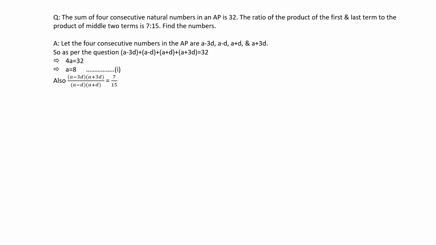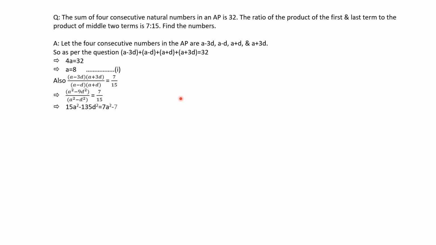Also, it is given that a minus 3d whole into a plus 3d whole divided by a minus d whole into a plus d equals 7/15, because it is the ratio of the product of the first and last term, where the first is a minus 3d and the last is a plus 3d, to the product of the middle two terms, which are a minus d and a plus d. So the equation goes like this. On doing the product, it is a square minus 9d square whole divided by a square minus d square equals 7/15, because a plus b and a minus b gives a square minus b square.